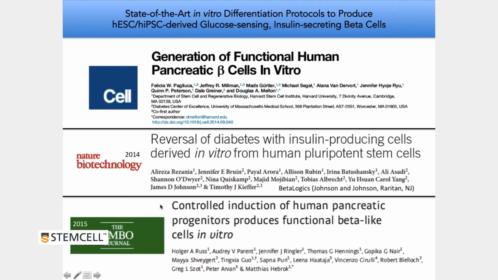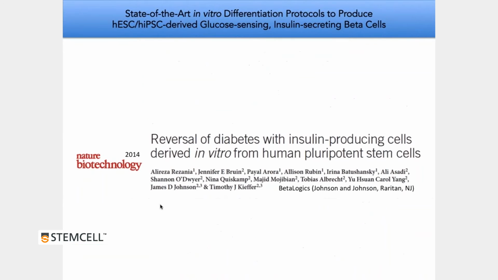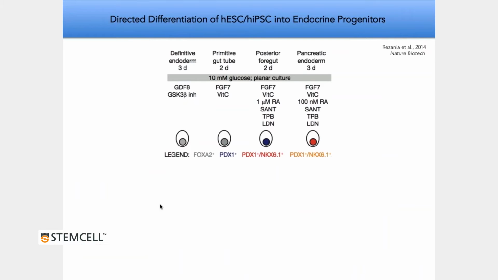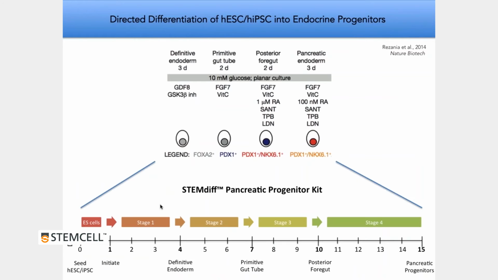And these protocols showed significant improvement over previous differentiation platforms for the production in vitro of glucose-sensing, insulin-secreting beta cells. In particular, we began to focus on the 7-step protocol developed by Rezania et al., published in Nature Biotechnology. Fortunately for us, a component of this protocol, which I mentioned was 7 stages, was under development as a commercial kit by Stem Cell Technologies. And this is outlined at the bottom of my screen.